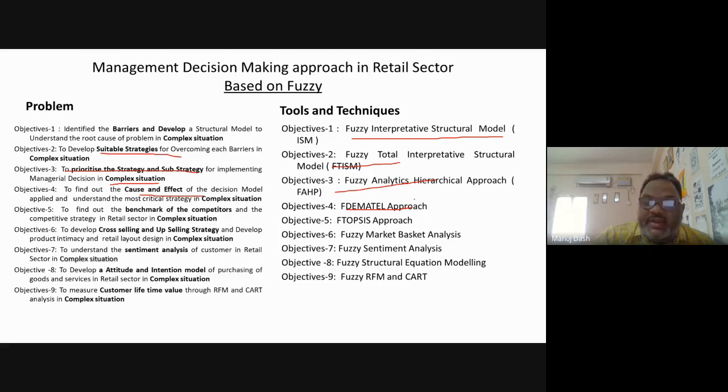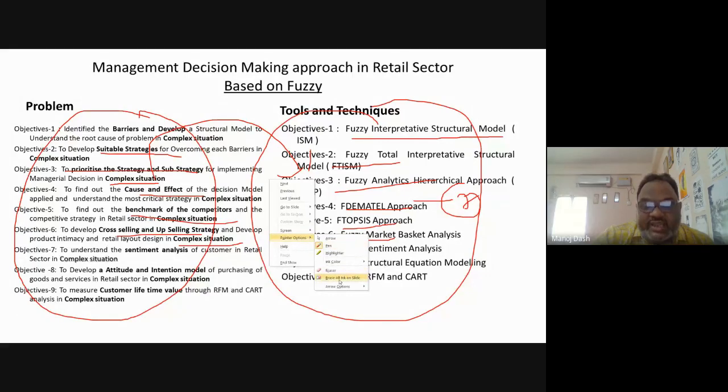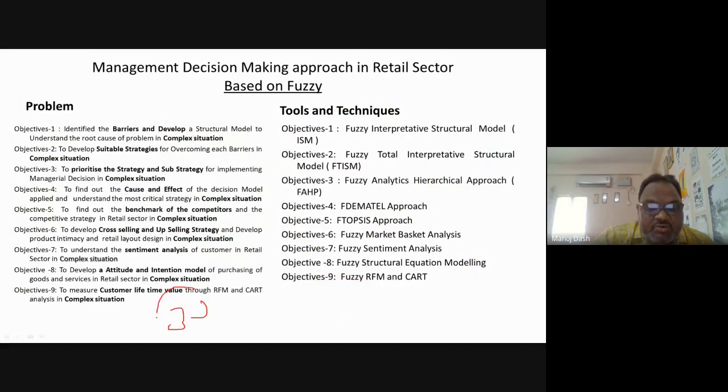There are seven DEMATEL approaches already there: fuzzy DEMATEL, grey DEMATEL, and others, including two-value DEMATEL. If you go for benchmarking, I can go for fuzzy TOPSIS. If you go for cross-selling and upselling in a complex situation, fuzzy market basket analysis. It means Dr. Ajay will be interested in this area because all this marketing or management problem he can solve through fuzzy tools. Now see, without changing the sector, I can use 30 tools to publish 30 papers and engage the next two years. Any doubt up to this?